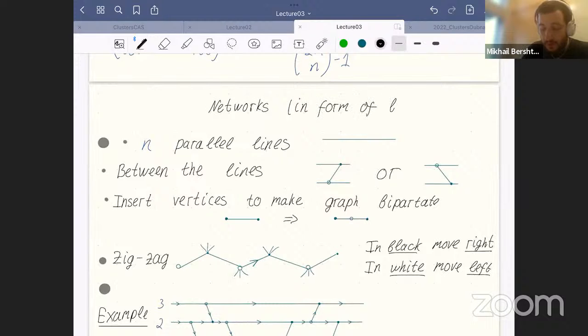I hope this bipartite graph will appear in the course several times. There are many combinatorial tools in this science, and I like bipartite graphs, so I will try to use them more.